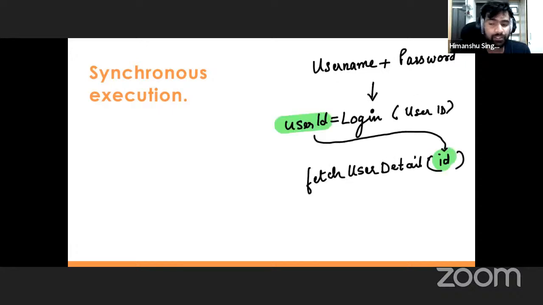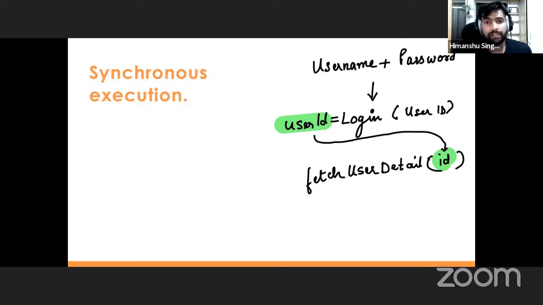That's a synchronous execution. Now let's say we have to get the user detail of that specific username, Himanshu Singh. So how do I do it? When I press the login button, I do a login, and as a response, I get a user ID, correct? That user ID, I'll pass it to a new function, or let's say a new API, and I'll get the user detail. So just see the synchronous execution there.